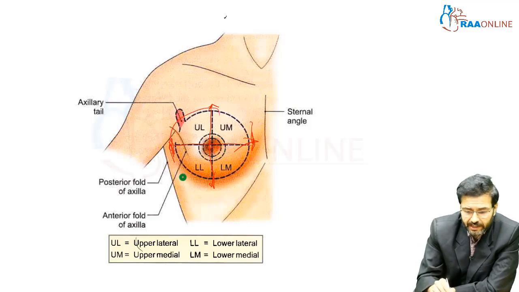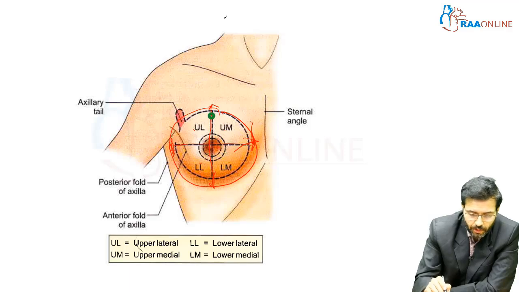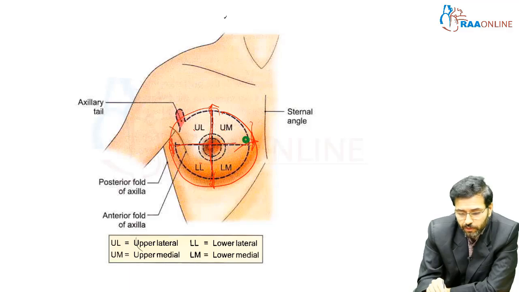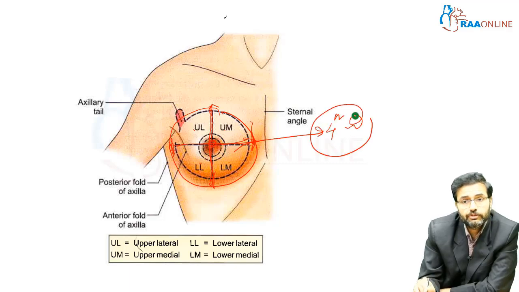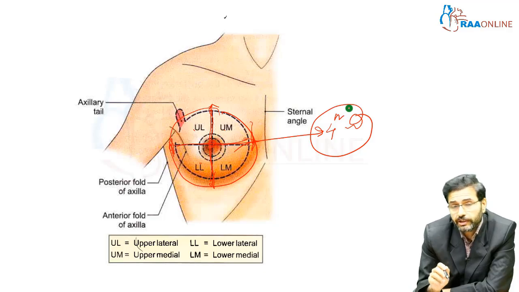You can divide the entire breast tissue into 4 quadrants by drawing a line across transversely and longitudinally, with the intersection point being at the level of the nipple. The nipple usually is located around the 4th intercostal space. So that is where the nipple is usually located.